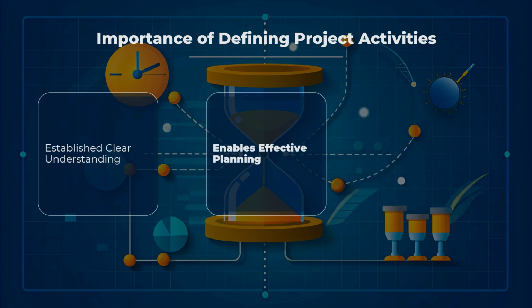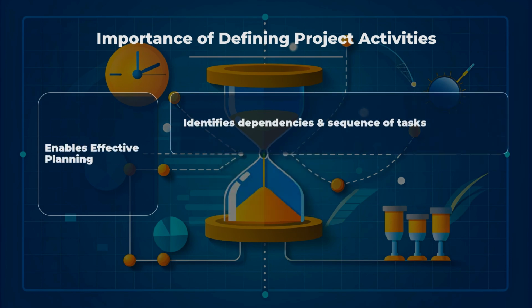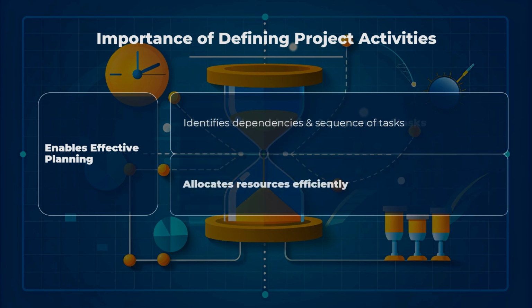Defining project activities also enables effective planning. It identifies dependencies and the sequence of tasks. By outlining the activities, we can identify dependencies and the sequence of tasks. This helps in creating a realistic project schedule and ensures that tasks are completed in the correct order. It allocates resources efficiently. With a clear understanding of the activities, we can allocate resources more efficiently, ensuring that the project has the necessary support at each stage.